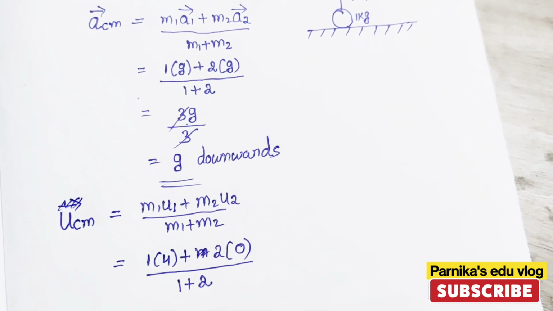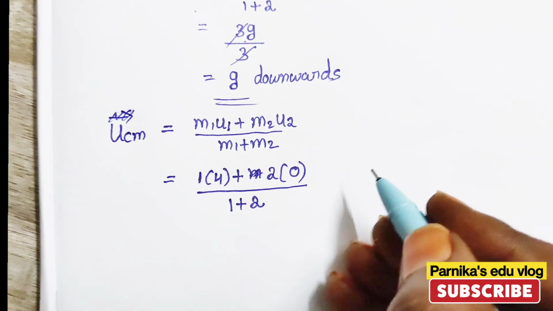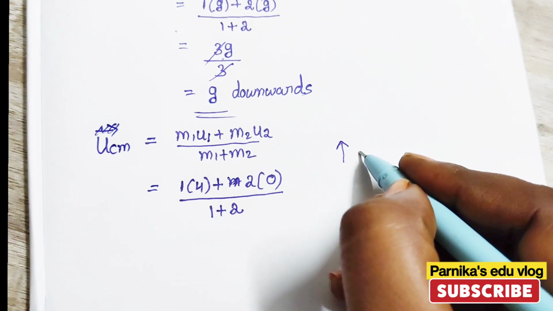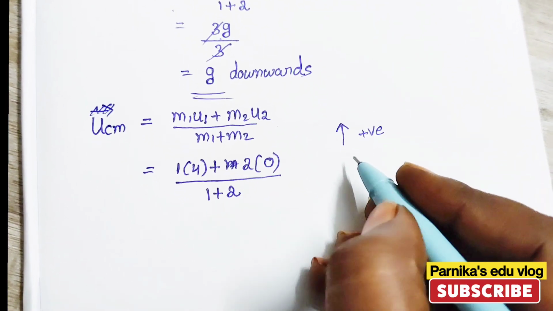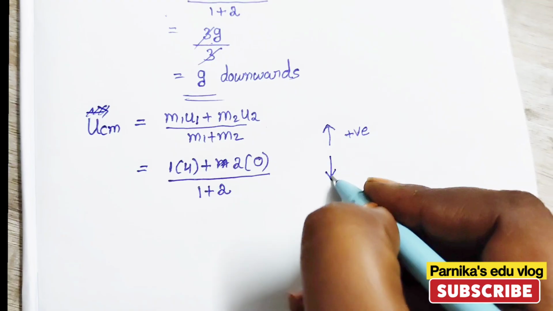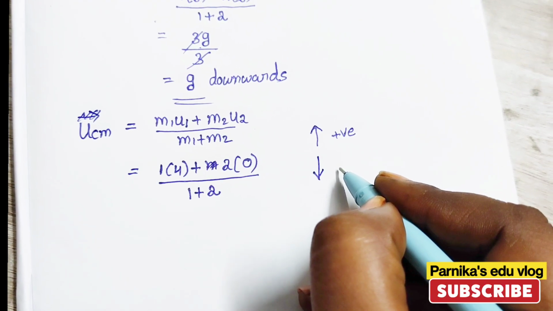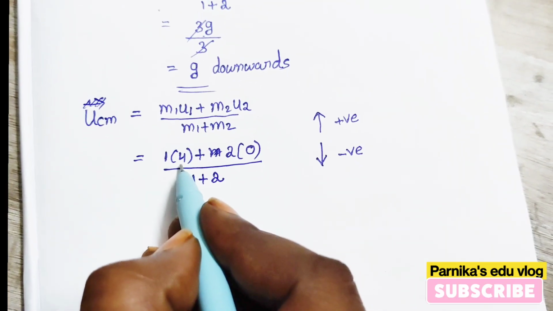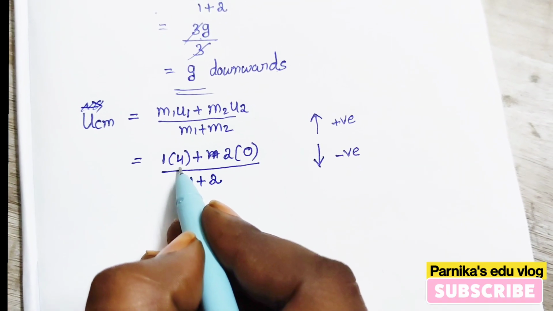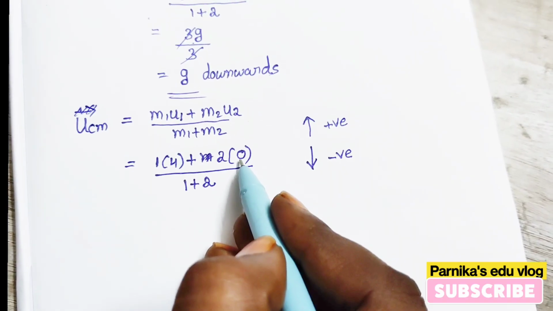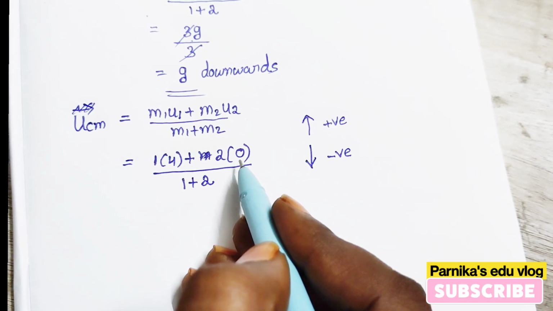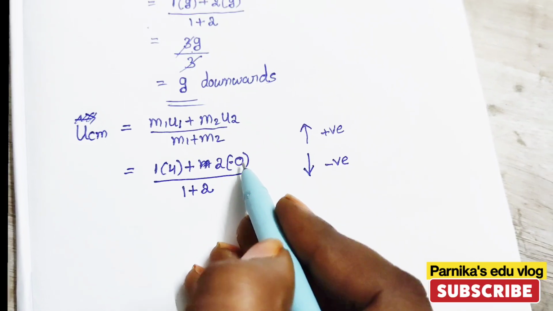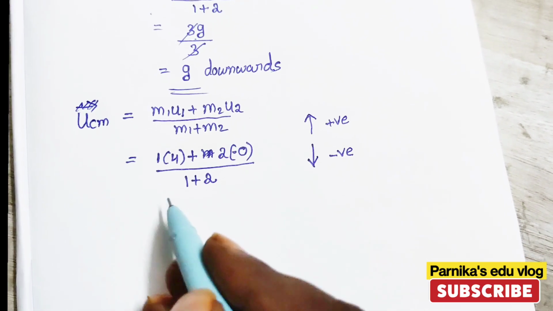Here one point you need to remember: suppose the body moves up with certain speed, I will take it as positive. Suppose the body moves down, then I will take that speed sign as negative. Let's see here. This is moving upward, so I will take it as plus 4. And this is moving downward, so I will take it as minus. Anyhow, there is no difference for 0, plus or minus, right? So this is the way.